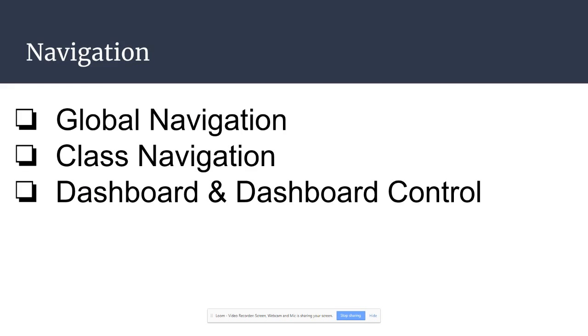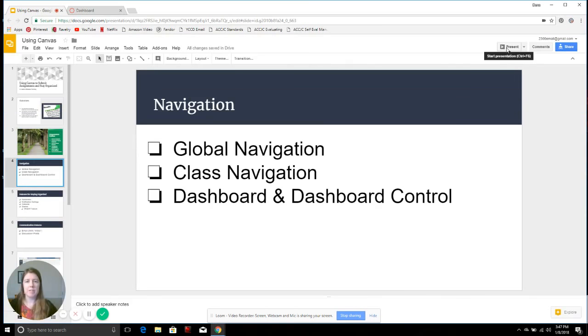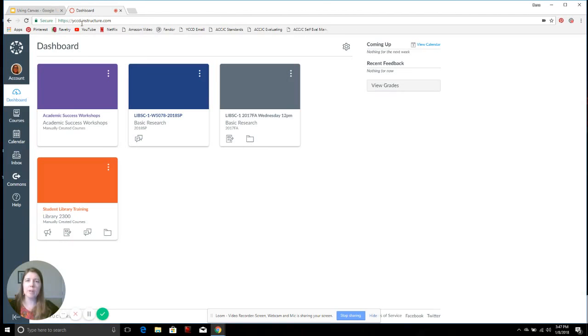So first of all, we're going to talk about the global navigation, class navigation, and dashboard control. So let me jump over to Canvas now so we can actually look at those. So the global navigation screen is the screen that you see here on the left. And it is constant, it is always there no matter what we click on.